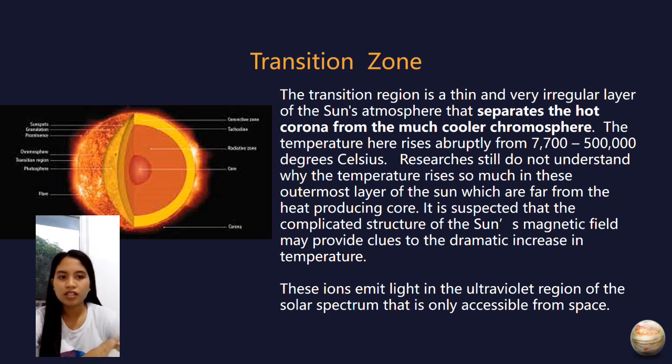Researchers still do not understand why the temperature rises so much in this outermost layer of the Sun, which is far from the heat-producing core. It is suspected that the complicated structure of the Sun's magnetic field may provide clues to the dramatic increase in temperature. These ions emit light in the ultraviolet region of the solar spectrum that is only accessible from space.